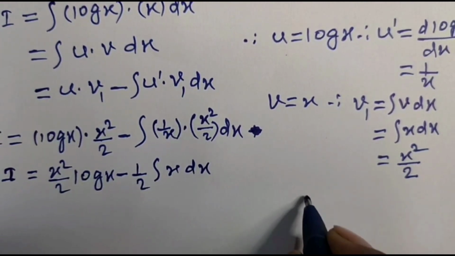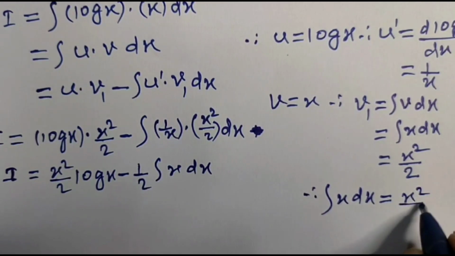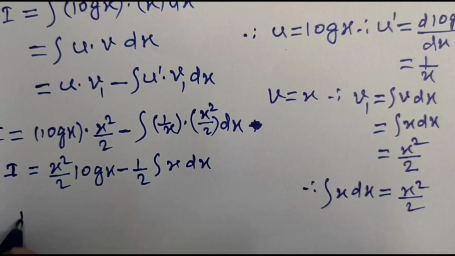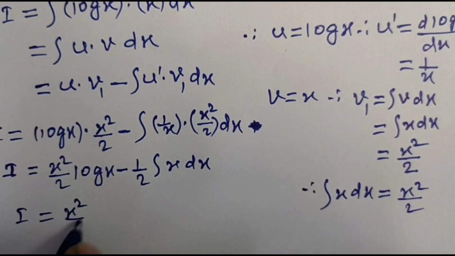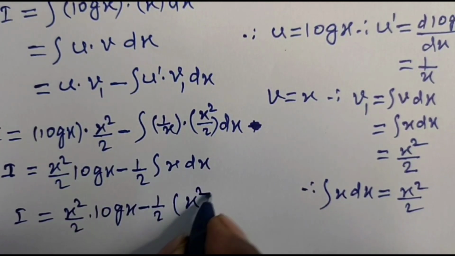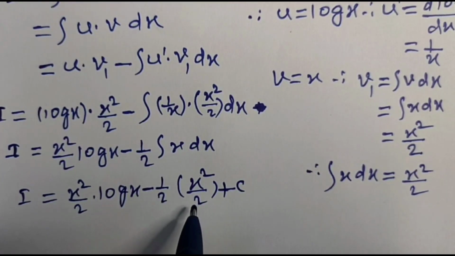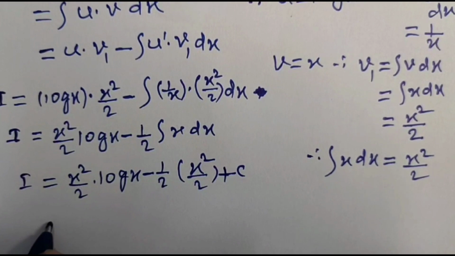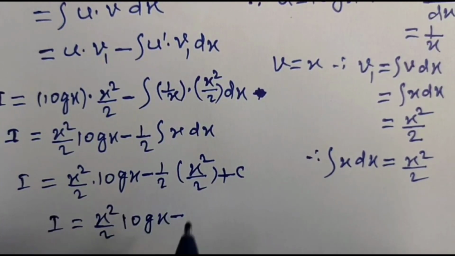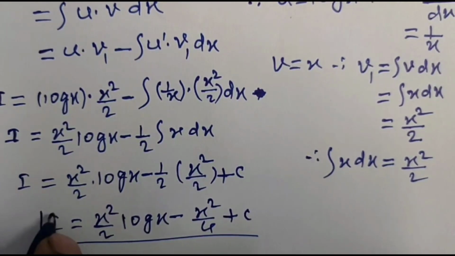And integral of x with respect to x is equal to x square divided by 2. So value of this integral is x square divided by 2, put here. Hence I is equal to x square divided by 2 into log x minus 1 upon 2 into x square divided by 2 plus integral constant c. Now minus 1 by 2 into 1 by 2, that is 1 by 4. Hence final answer I is equal to x square divided by 2 log x minus x square divided by 4 plus integral constant c. This is value of this integral.